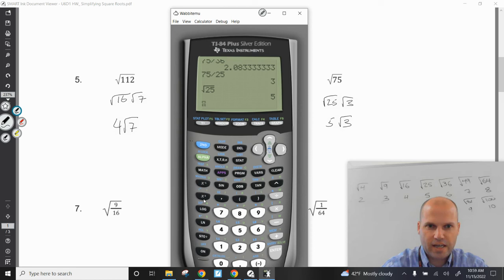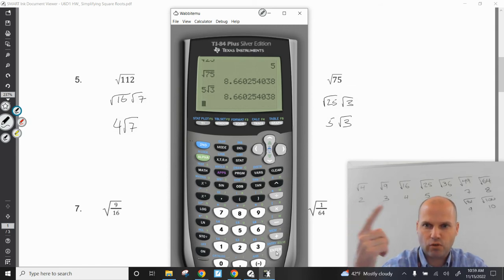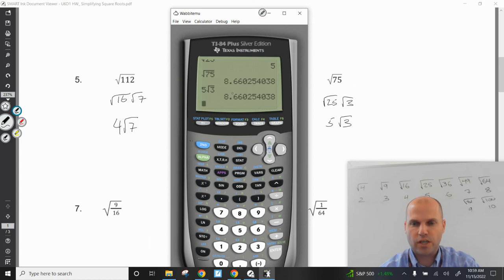I'm going to double check. I didn't do that for the last one. The square root of 75 should be the same as 5 times the square root of 3. I haven't changed it. I just made it look different. This is a great way to check all your answers, is to plug in your first one, plug in what you think is the simplified one. It needs to be the same.